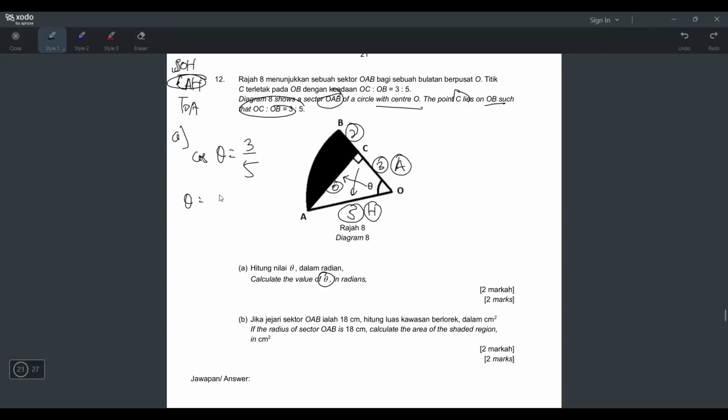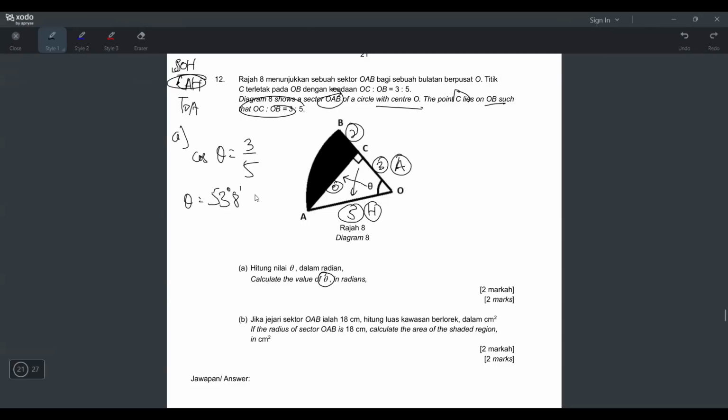Okay, how to find theta now? Just press shift cos 3 over 5, right? Okay, shift cos 3 over 5. Let me press. I usually write in degree minute. By the way, when you press shift sine, shift cos, shift tangent, your answer will automatically come out in degree minute. It will never come out in radian. So it's 53 degree 8 minutes, right? Okay, so that's how you do it.